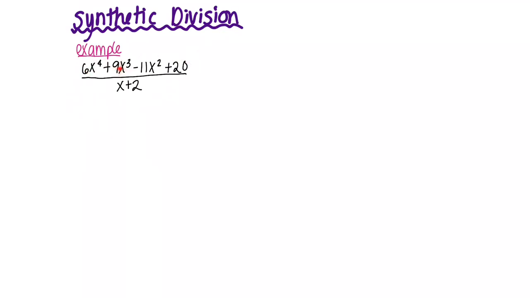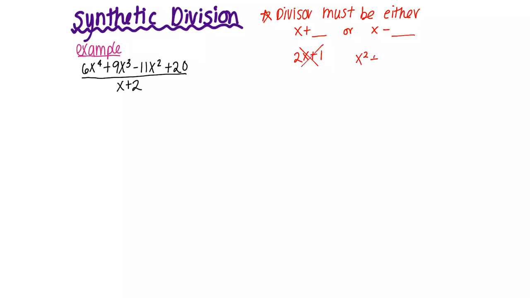So let's look at this guy. We have 6x to the fourth plus 9x cubed minus 11x squared plus 20x, and our divisor is x plus 2. What's really important for synthetic division is that the divisor must be either x plus a number or x minus a number. So what won't work if you have 2x plus 1 as a divisor? That's not going to work. If you have x squared plus 1, that's not going to work because it's an x squared. It has to be x plus a number or x minus a number. So having a divisor of x plus 2 is fine. That's exactly what we want.